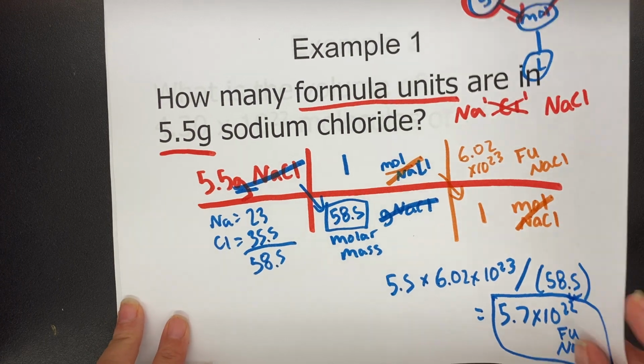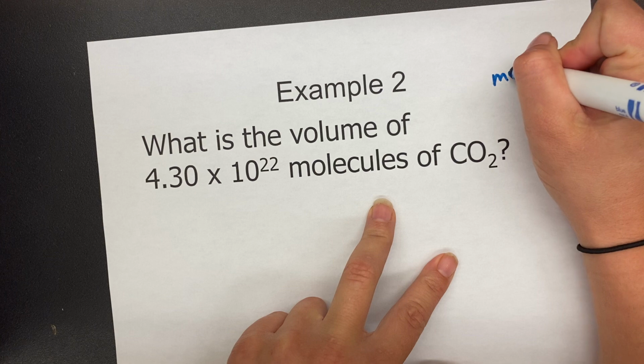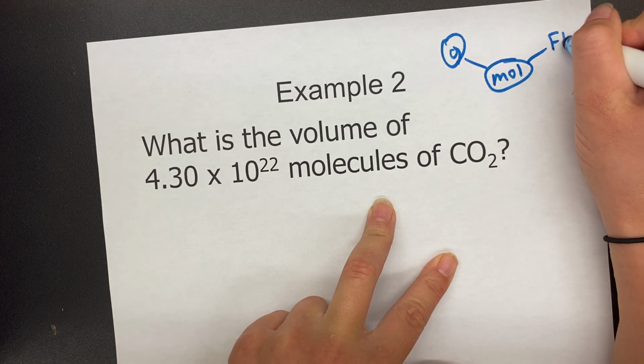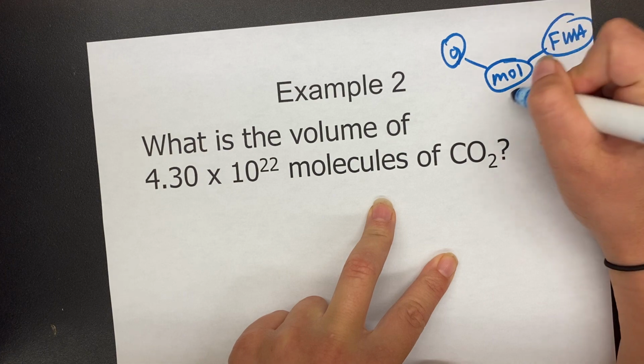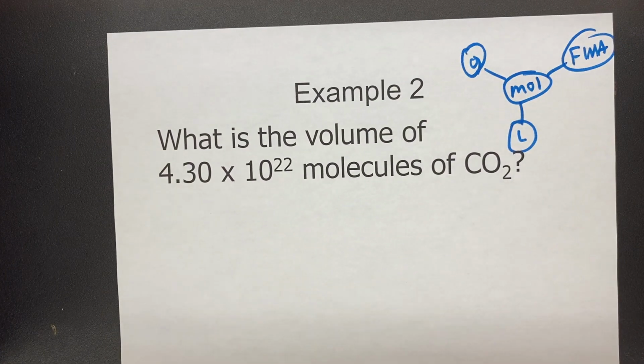All right, let's try one more example. Quick map, moles in the middle, grams, particles, liters. Quick map. There you go. Let's figure out our starting point. So what is the volume of 4.3 times 10 to the 22nd molecules of CO2?